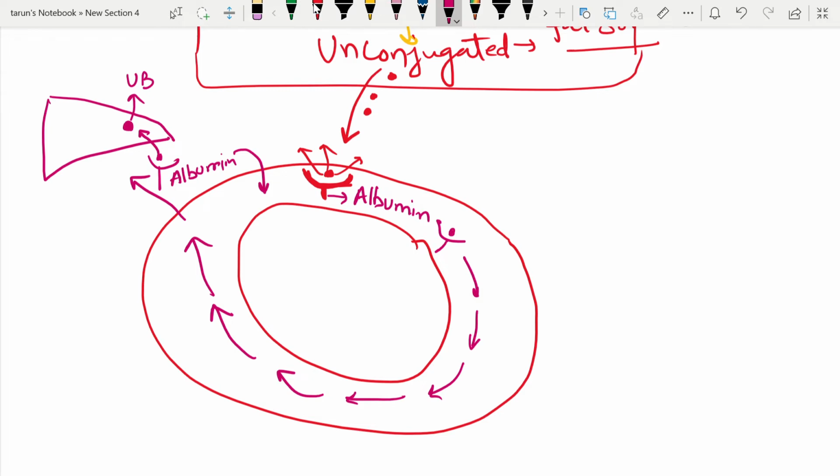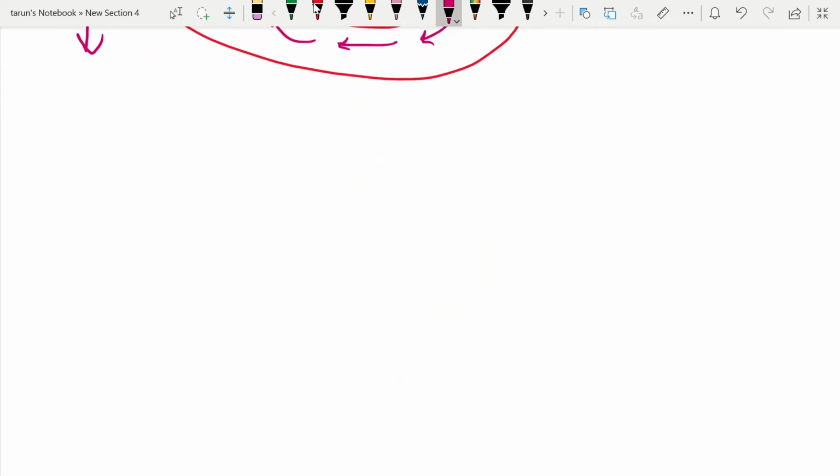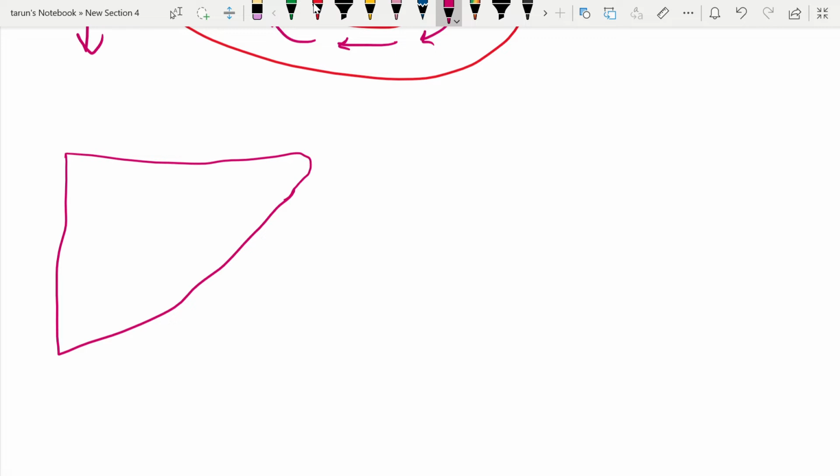I will zoom this portion out and draw this down. So this is the liver. Here the unconjugated bilirubin reaches. I will write it as UB, unconjugated bilirubin. Once it is there, it has two options. Either it is taken by the albumin back into the circulation, but usually this doesn't happen. So it remains with only one option, that is, it has to go into the bile.